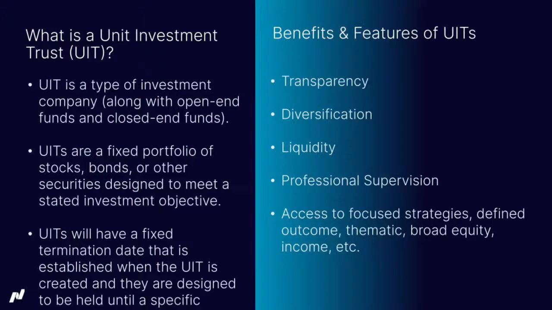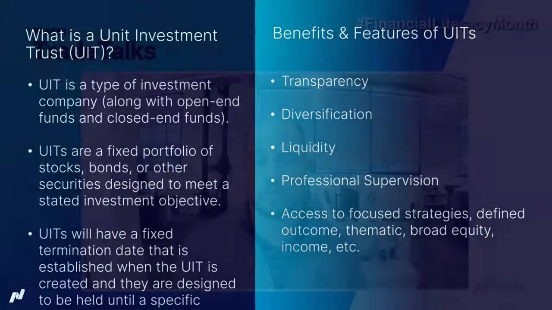But what makes them different is that they follow a buy and hold type strategy, and they have that fixed portfolio over a specific time period. Once that time period ends, the UIT essentially terminates, and all remaining proceeds are paid to investors. That's what makes them different: they have a fixed termination date that is established when the UIT is created. And then ultimately, they have that maturity date. You typically see these maturity ranges between 13 months or even well over 2 years.